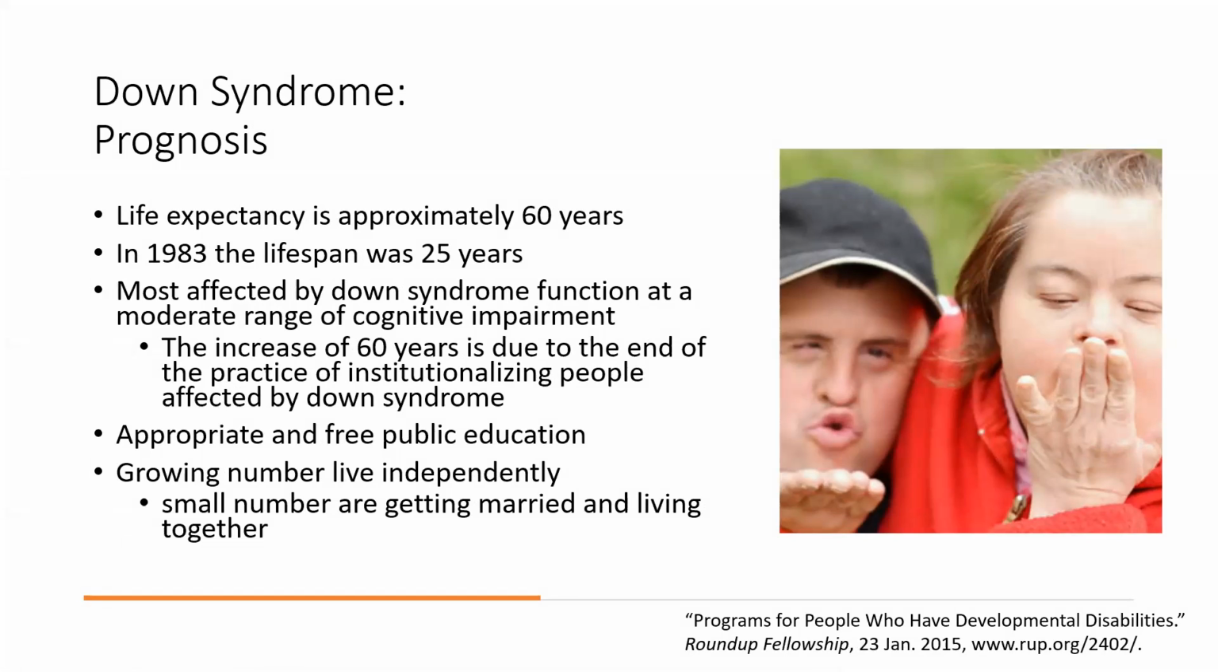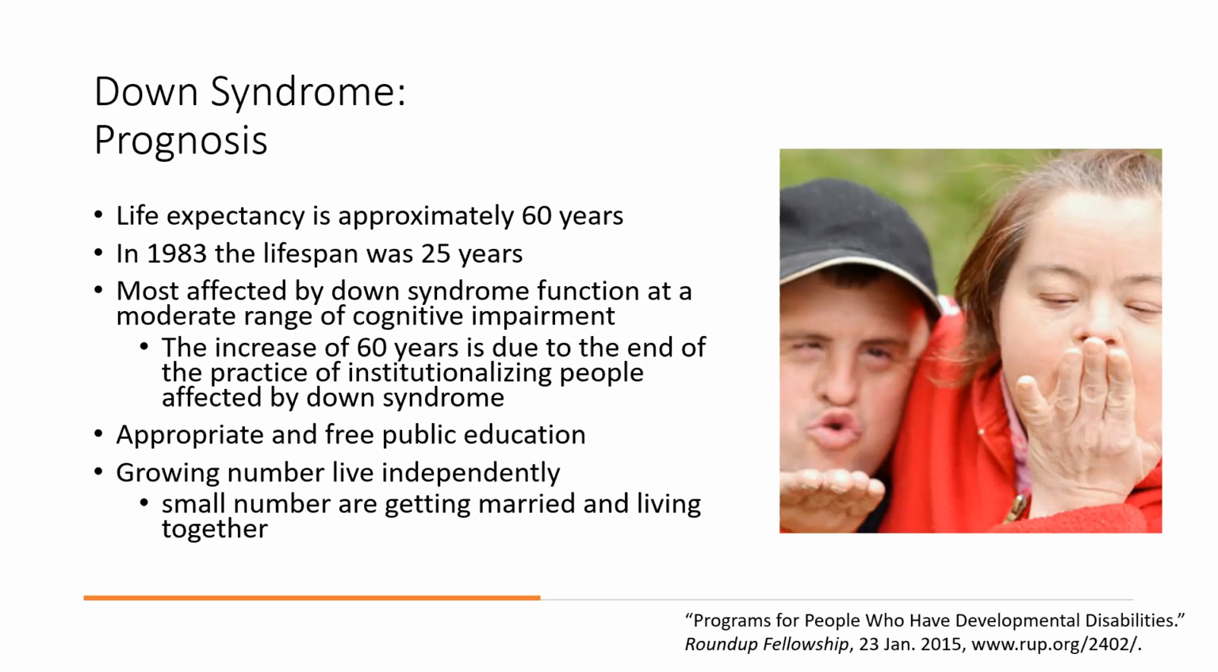So the prognosis of Down syndrome: life expectancy has actually gone up to 60 years in the past 40 years due to the end of the inhumane practice of institutionalizing people with Down syndrome. Most people are affected at a moderate rate of cognitive impairment, but there have been laws passed to allow individuals affected to lead a normal life.